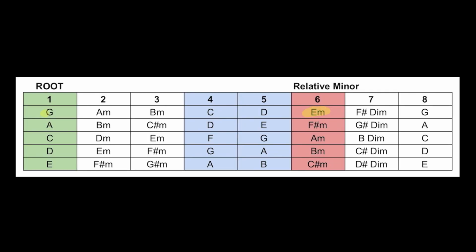We don't want to have to think about 2 different systems, one for major and one for minor, since relative major and minor keys have the same chords anyways. E minor is the same as G. A minor is the same as C. B minor is the same as D. C sharp minor is the same as E, and so on and so forth.